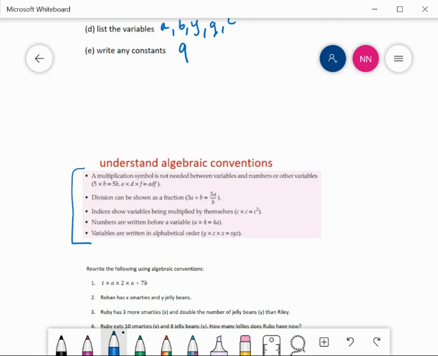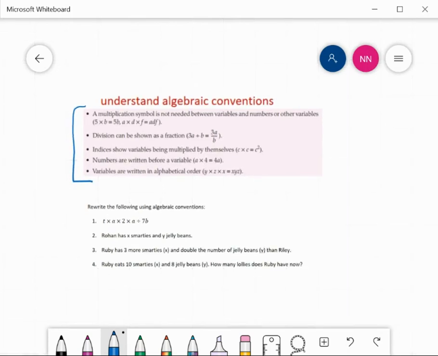So when we multiply, we just write them one after the other in order of numbers first, and then the variables are multiplied together and written in alphabetical order. If we divide, then we don't write the division sign. Instead, we write them over, as a fraction. So let's have a look at the first example.